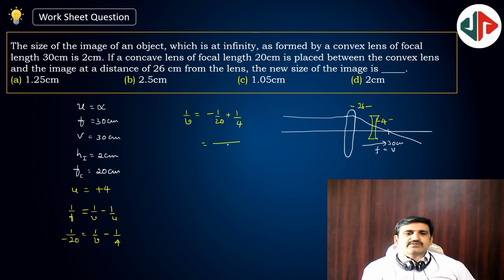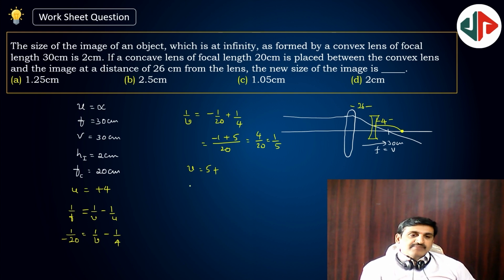So this is going to become 20 LCM. In 20, 20 will go, so minus 1 plus 4, 5 times 4 is 5. So it is going to become 4 by 20. 4 by 20 means 1 by 5. That means v is equal to 5 only. That means from here onwards it is going to form. Okay, at 5 centimeters it is going to form.